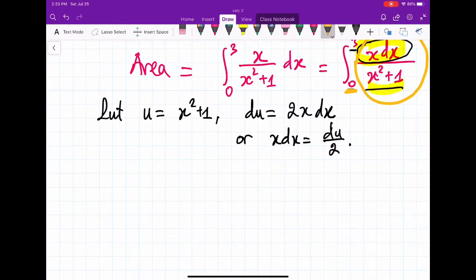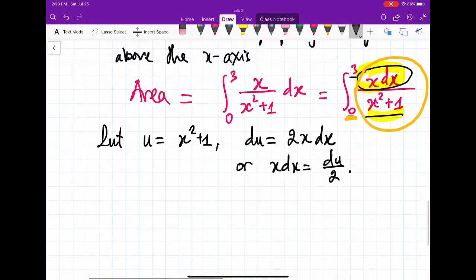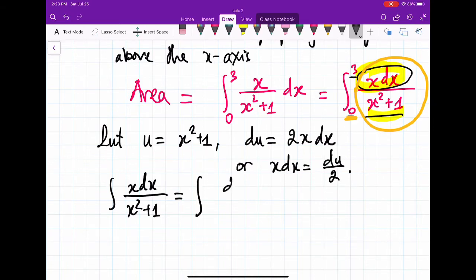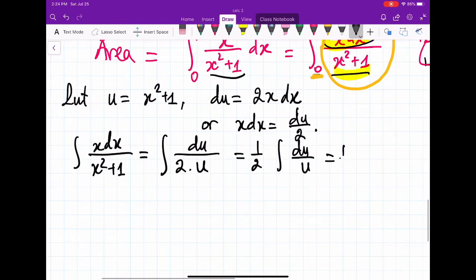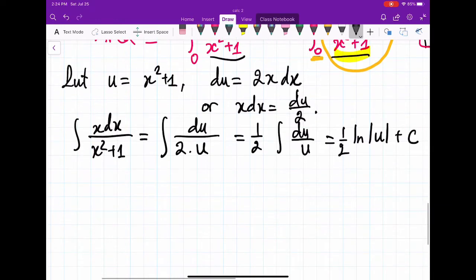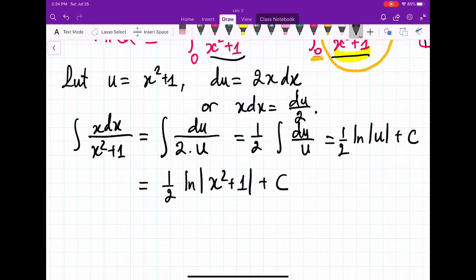So I will write the antiderivative of x dx over x squared plus 1. This is just equal to the antiderivative of du over 2, right? Because that is x dx. And x squared plus 1 is already u, so I have that form, which is 1 over 2 du over u. And we know this is ln of the absolute value of u plus c. Now I plug the substitution in here. I get 1 over 2 ln of the absolute value of x squared plus 1 plus c. So that is my antiderivative.